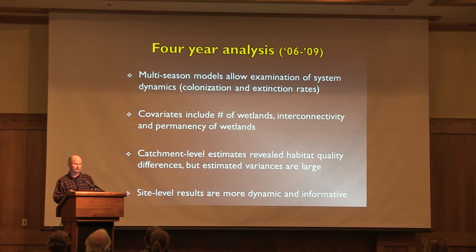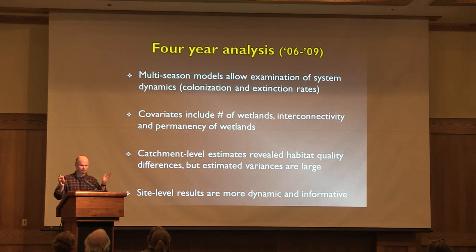And when I say colonization, I'm referring to a site that previously didn't have breeding that has breeding in the following year. When I say extinction, I don't mean that everything's gone, but there isn't evidence of breeding there when there was before. And so we're looking at those rates over the 4-year period. We have new covariates, including at the catchment scale, the number of wetlands in the catchment, the interconnectivity of the spatial arrangement of the wetlands within the catchment, and whether or not that might affect some of those rates.